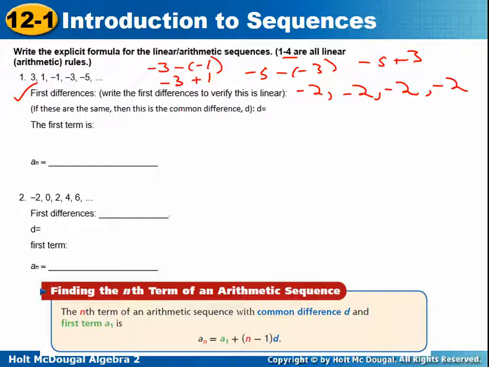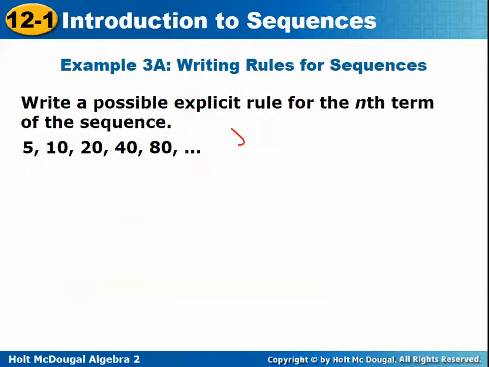If these are the same, then this is also the common difference, d. So d is equal to negative 2. The first term is just you pick the first term that's listed, and that is 3. So now we use this to write our equation, but we're going to have to simplify it. So a sub n is equal to a sub 1, which is 3, plus n minus 1, leave the n, times d is negative 2.